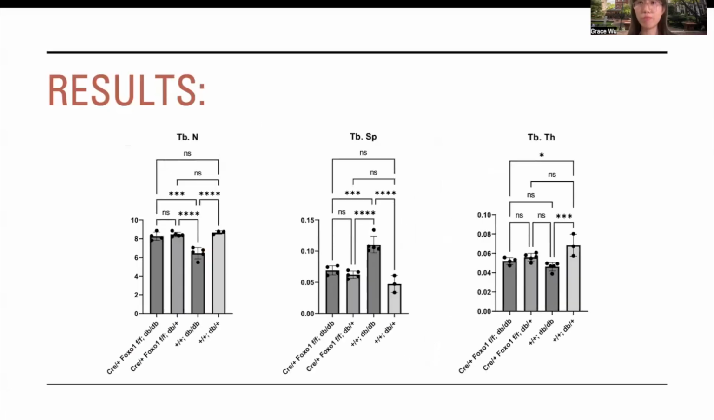Similar trends were observed for trabecular number and trabecular spacing. Diabetic mice with FOXO1 conditional knockouts demonstrate significantly higher trabecular number and lower trabecular spacing compared to diabetic mice without the knockouts. The effect is strong enough so that no significant difference remains between the knockout diabetic group and the wild-type control group. Trabecular thickness, however, does not show a significant difference among the knockout and non-knockout diabetic groups.